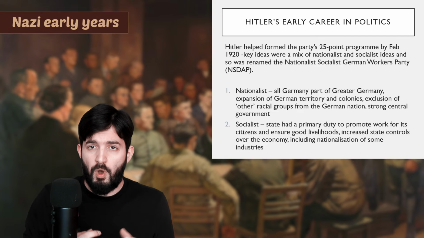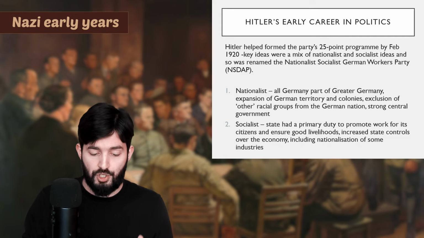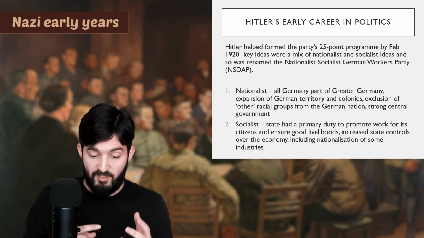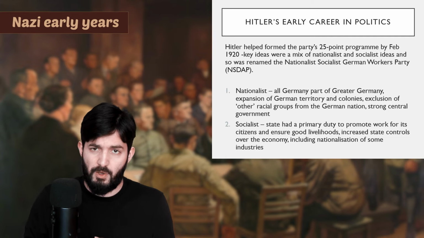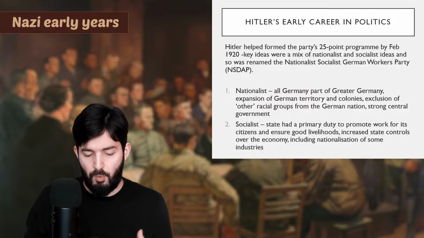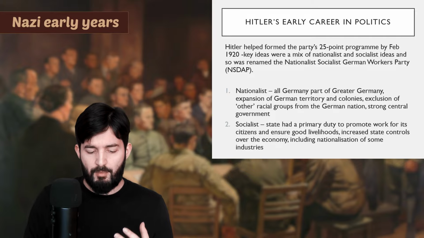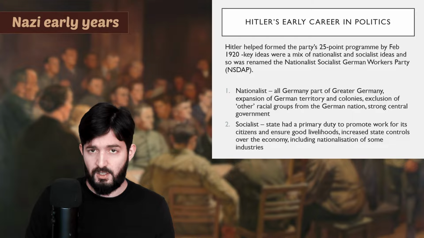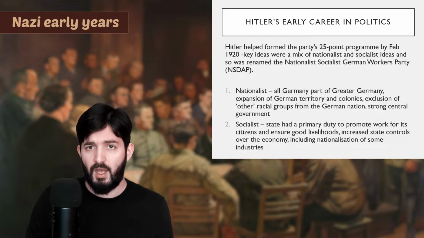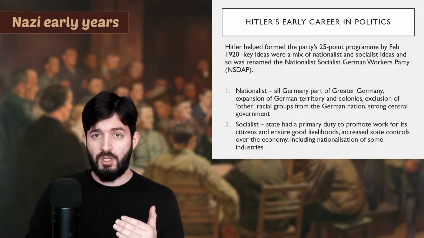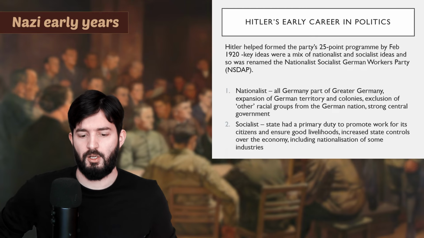Now, on the flip side, they were also genuinely, in some ways, a socialist party. Okay, so if you look at the 25-Point Program, it had a couple of clauses in it that were very socialist if you listen to them, if you look at them. So number one, they believed that the state had a primary duty to promote work for its citizens, basically make sure that every single person's in work, and ensure that everybody had a good livelihood and could essentially subsist and look after themselves.